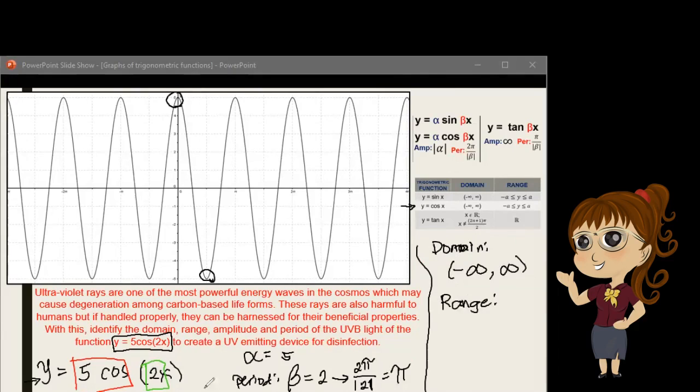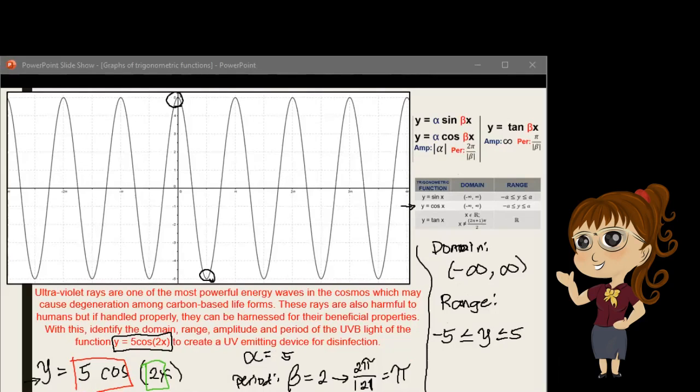For the range, don't forget to substitute the value for alpha. Let's have Kate. What will be the range now? -5 is less than or equal to y. Tapos po, less than or equal to 5, ma'am. All right, very good. So that's it. For the range, we have y is greater than or equal to -5, but less than or equal to 5.